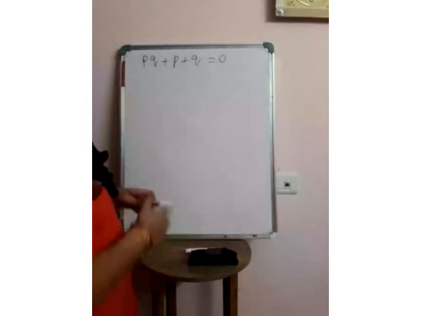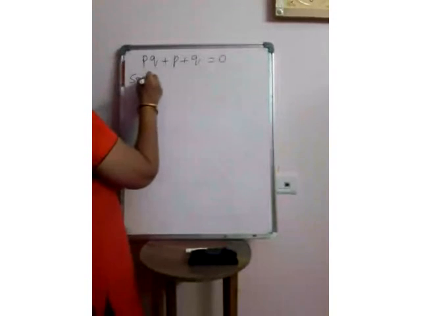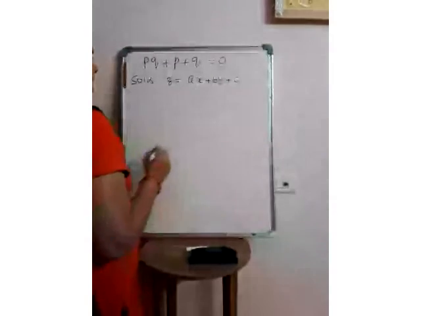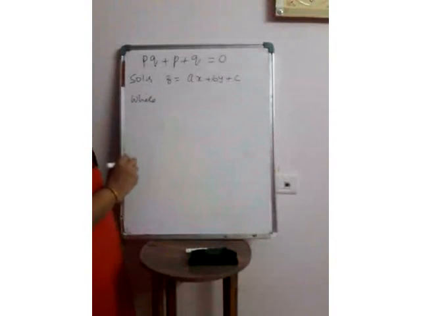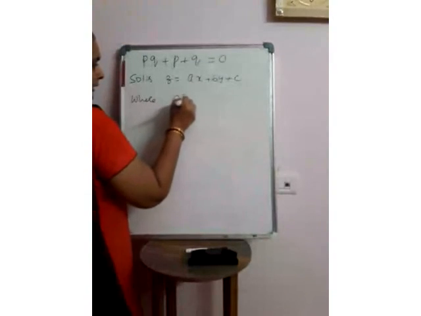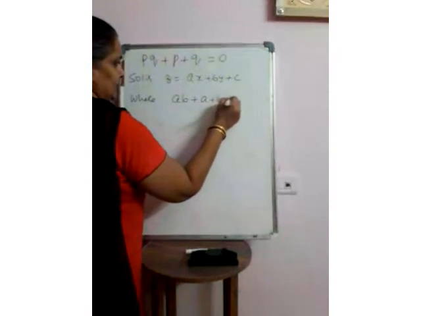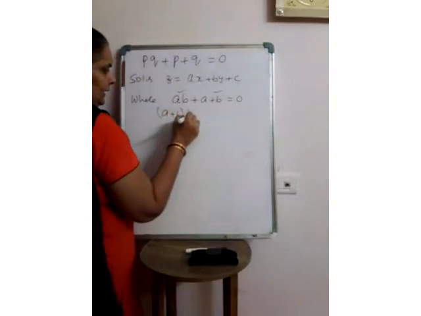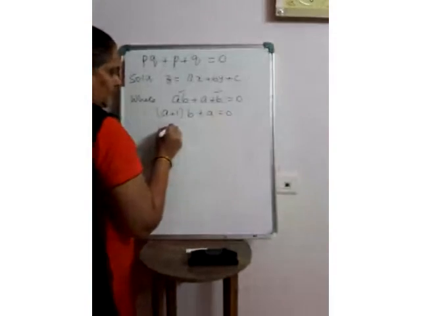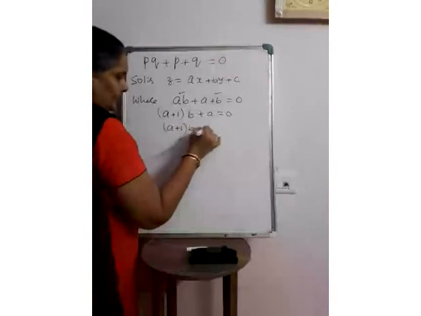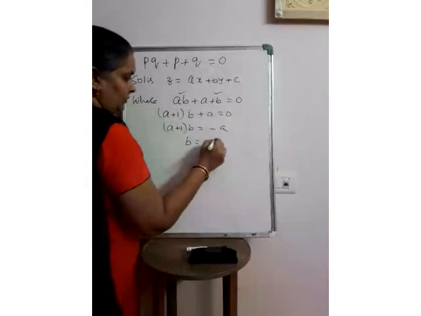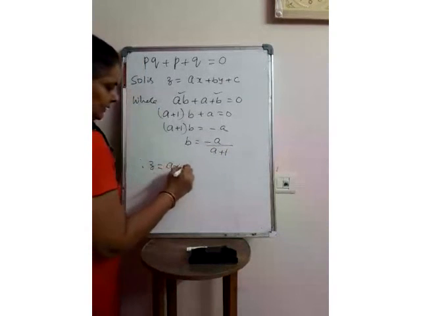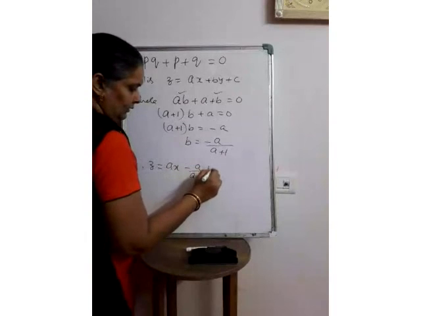So what we write here also, the solution is z is equal to ax plus by plus c. What should be the relation of a and b we get from the problem here? ab plus a plus b is equal to 0. So I'll take b common from these two: (a plus 1) into b plus a is equal to 0. (a plus 1) into b is equal to minus a. b is equal to minus a by (a plus 1). Therefore, z is equal to ax minus a by (a plus 1) into y plus c.